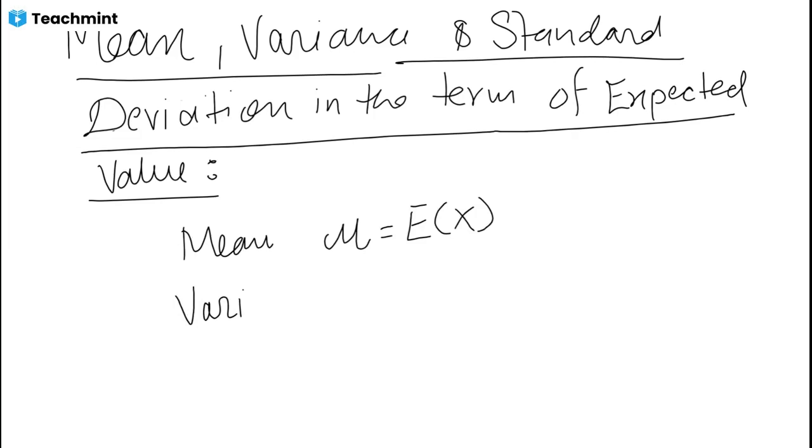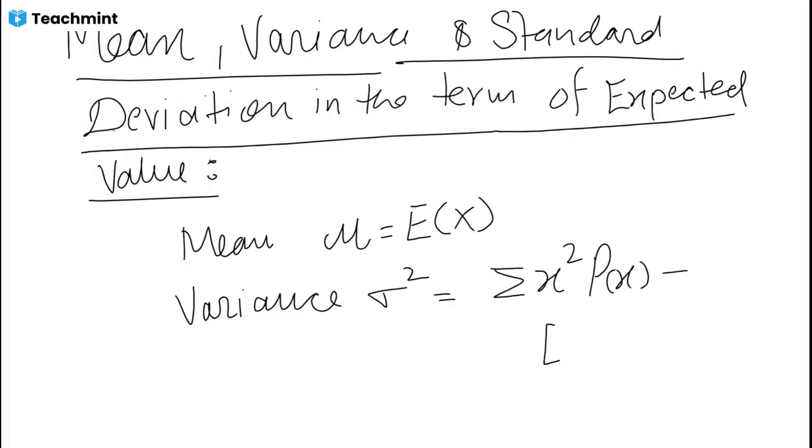And variance, sigma square, is equal to summation x square p(x) minus summation x p(x), which is the expected value, whole square. And standard deviation is just the square root of variance.